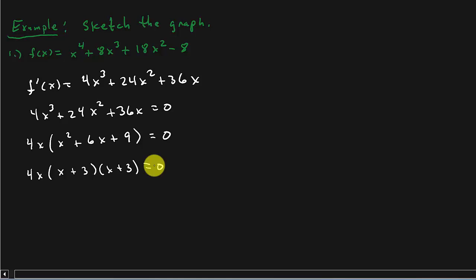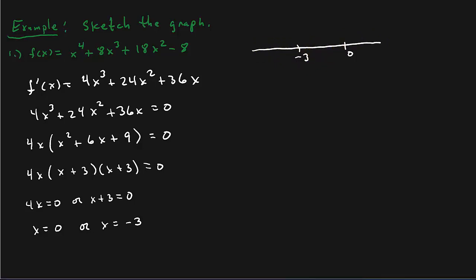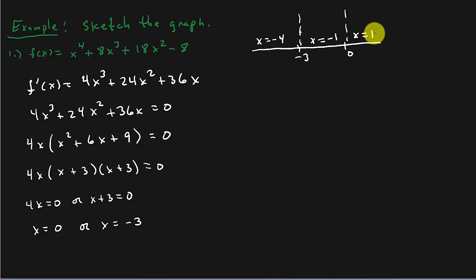All right, let's see what we got here. I've got 4x equals 0 or x plus 3 equals 0. I just need one of them. So x equals 0 or x equals negative 3. Let's plot this on the number line. I've got negative 3 and 0, and that's going to break this up. I'm going to choose x equals negative 4, x equals negative 1, and x equals 1. It doesn't matter which ones you choose as long as you choose one from each region.